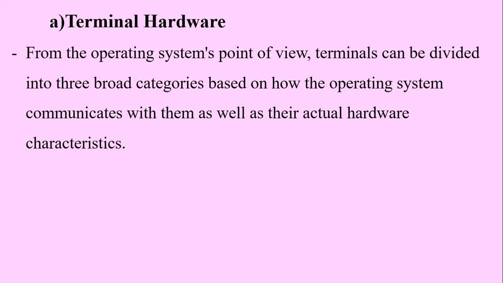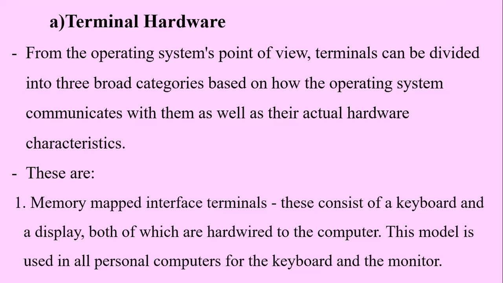What is terminal hardware? From the operating system's point of view, terminals can be divided into three broad categories based on how the operating system communicates with them, as well as their actual hardware characteristics. These are, number one, memory-mapped interface terminals. These consist of a keyboard and a display, both of which are hardwired to the computer. This model is used in all personal computers for the keyboard and the monitor.